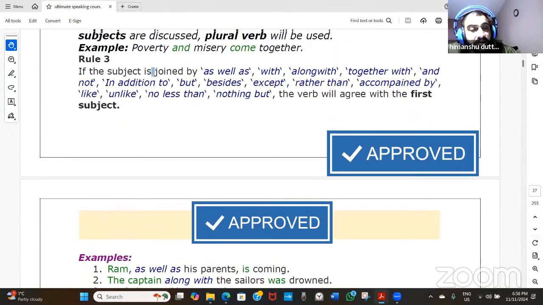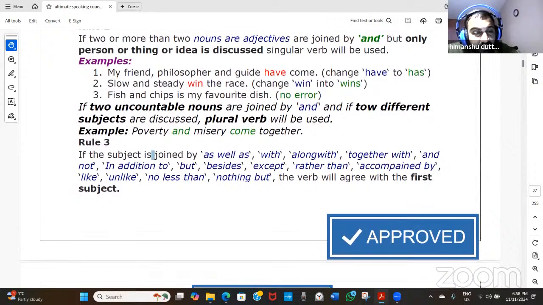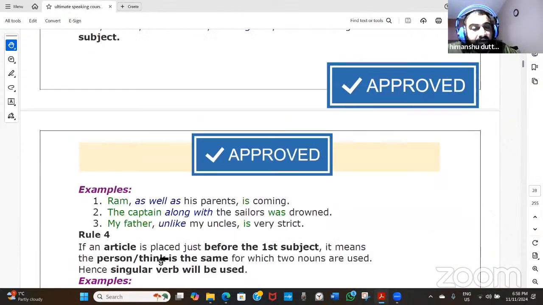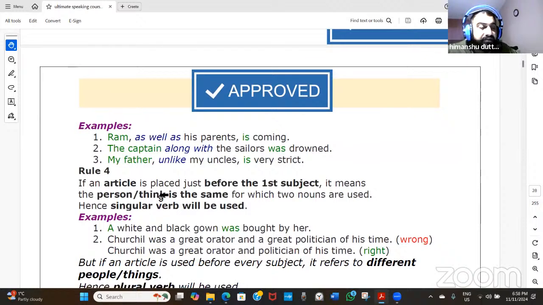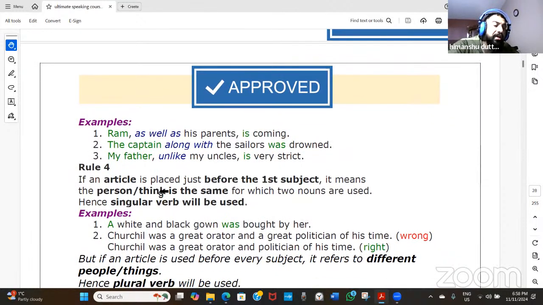You can take the screenshot. I'll just pause. I hope you have taken that. Then, the captain along with the sailors. So here again singular verb. Why singular? The captain along with the sailors was drowned.